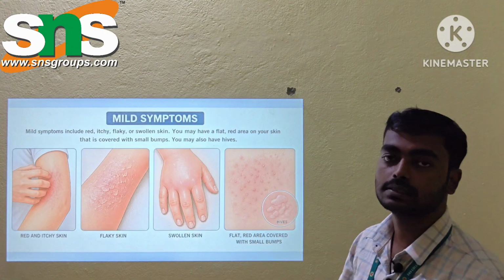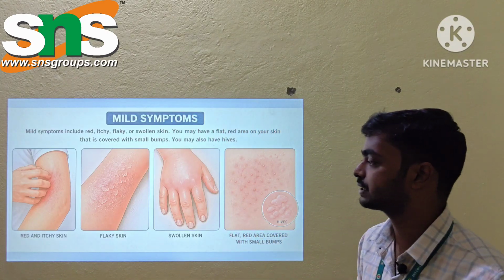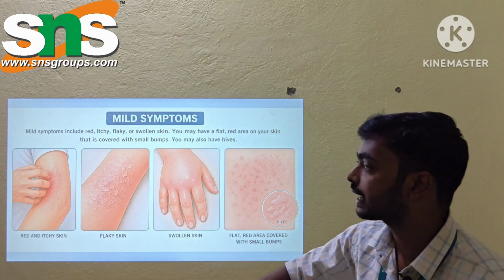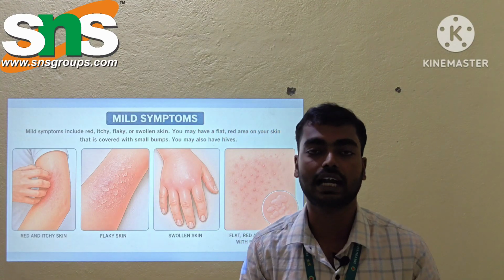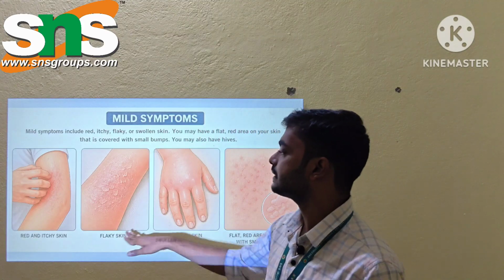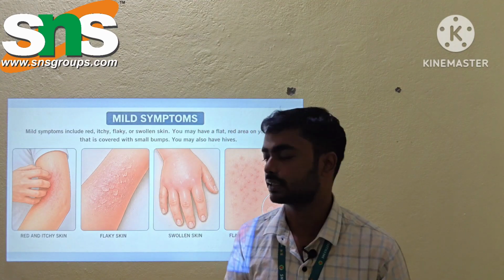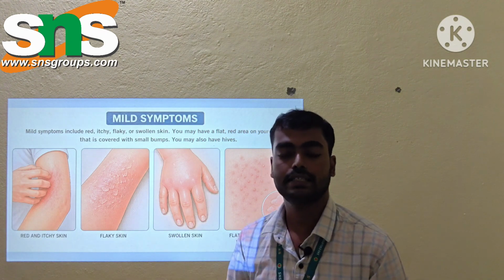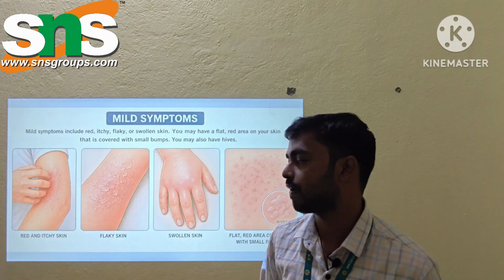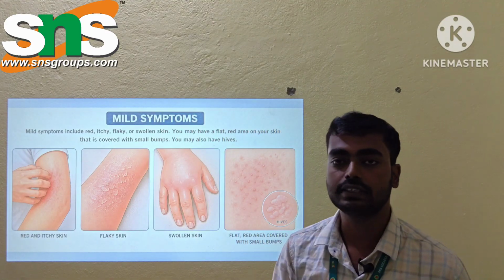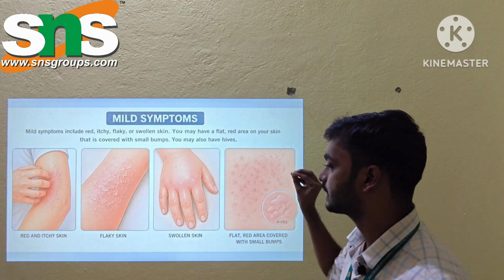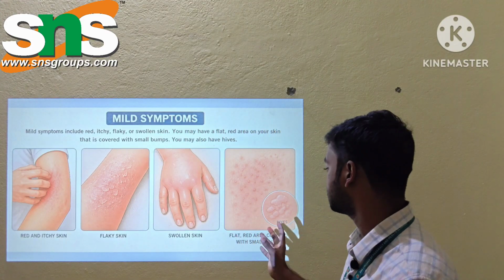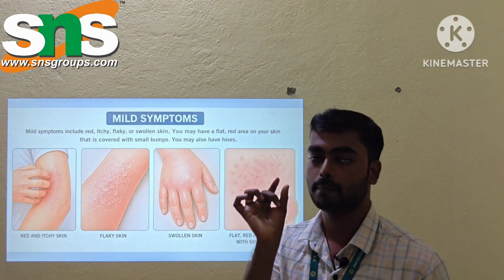Next, the mild symptoms of anaphylactic reaction. The mild symptoms can be red and itchy skin. Here is an image of red and itchy skin: the skin area is red in color and produces itching. And flaky skin, like the skin of a snake. And swollen skin: body parts like the leg and hand, or the face, may get swollen. And flat, red areas covered with small bumps. The skin area is covered with small dot-like structures that look like pimples, but they are not pimples. They look like hives. Hives means small bump-like regions.